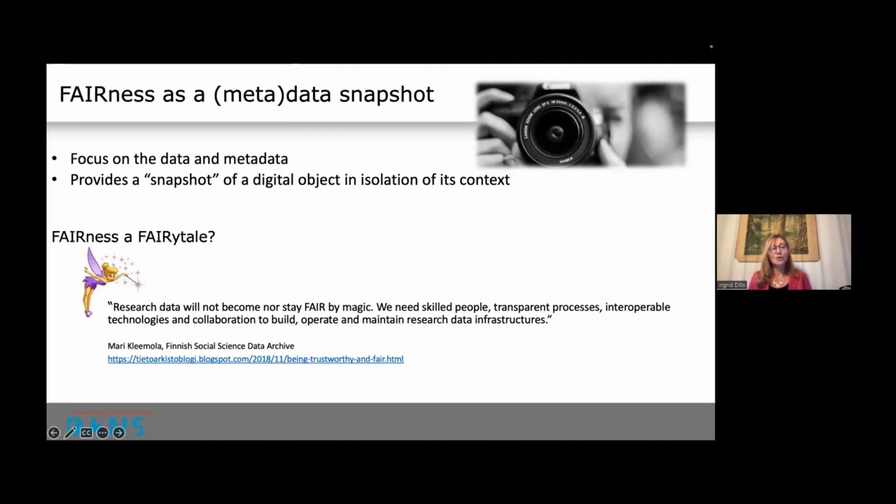I very much like the quote that you see here from a colleague of mine on the screen, because research data will not become nor stay FAIR by magic. We need more. We need a whole environment around it, and that environment consists of skilled people, transparent processes, interoperable technologies, and collaboration. We need all of that to build, operate, and maintain research data infrastructures in which the data, the FAIR data, live.